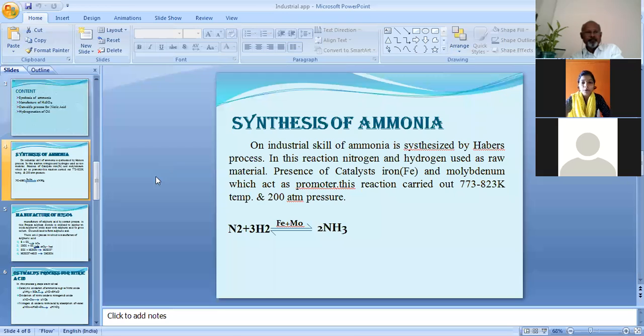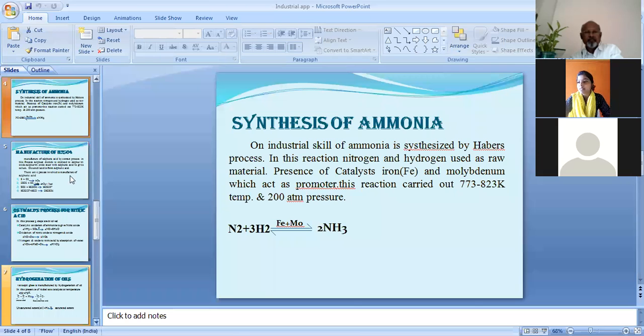First, synthesis of ammonia. On an industrial scale, ammonia is synthesized by the Haber process, which was given by Fritz Haber, a German chemist who got a Nobel Prize in 1918. In this reaction, nitrogen and hydrogen are used as raw materials. Nitrogen is obtained by fractional distillation of air, and hydrogen is obtained from cracking of crude oil. Cracking means breakdown of higher hydrocarbons into smaller ones, and fractional distillation means separation of components of a mixture on the basis of difference in boiling point.